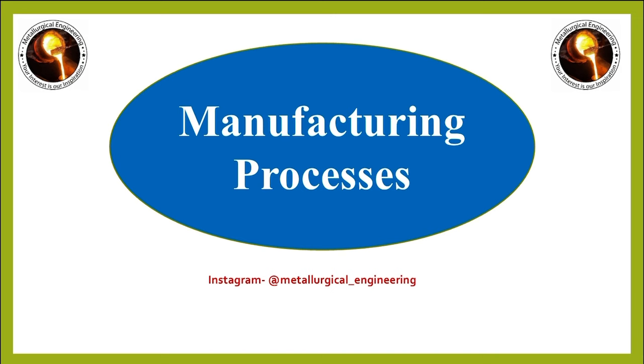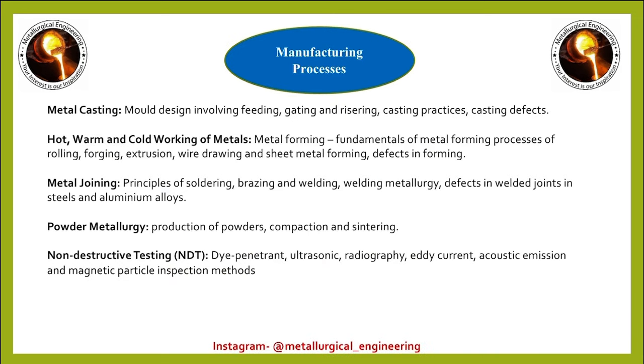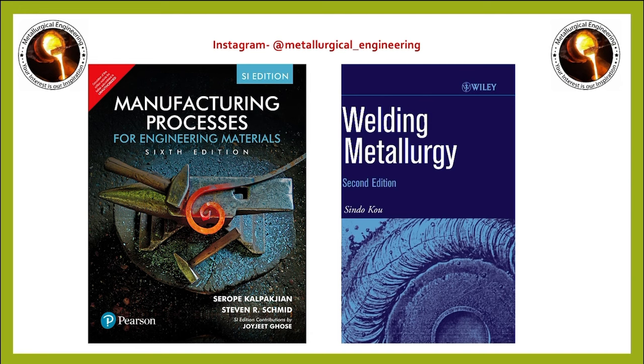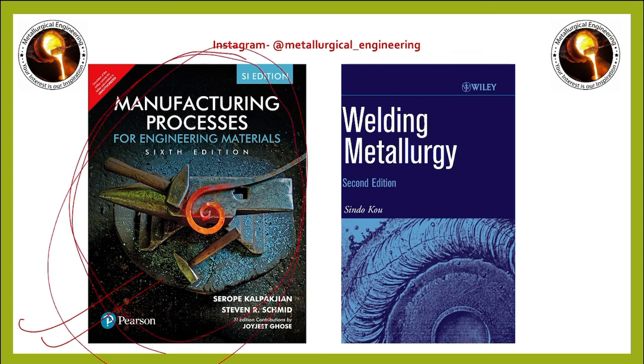Now come to manufacturing processes. The syllabus is like this: metal casting, hot, warm, and cold working of metals, in which you have rolling, forging, extrusion, wire drawing, sheet metal drawing, metal joining, principles of soldering, brazing, and then welding metallurgy, defects in welded joints in steels and aluminum alloys, powder metallurgy, and non-destructive testing. For this, I would suggest Manufacturing Processes by Kalpakjian. This book is highly recommended for manufacturing processes.